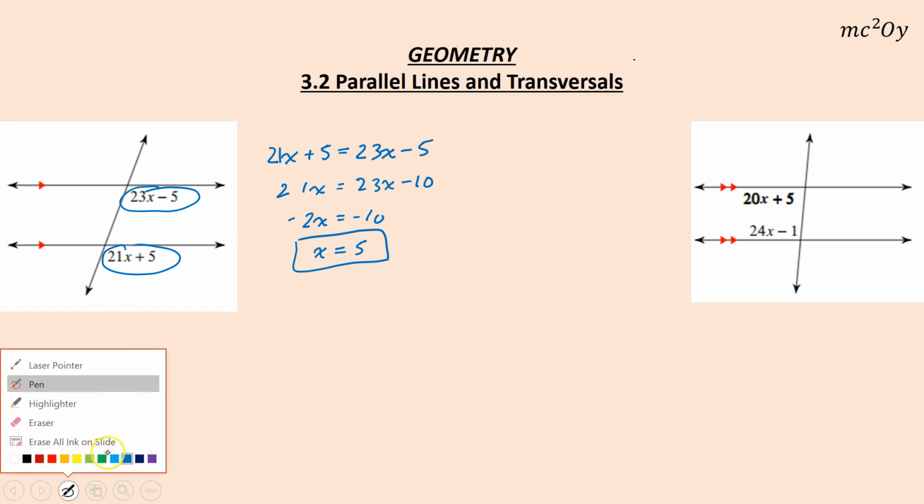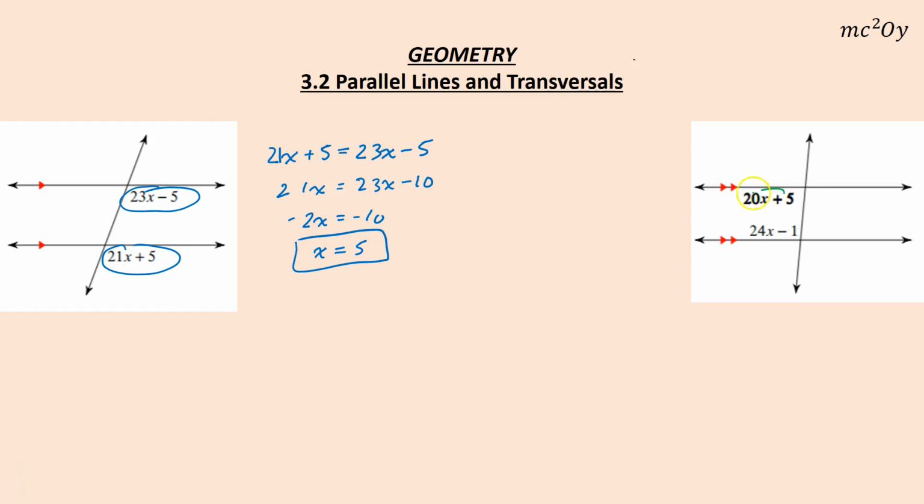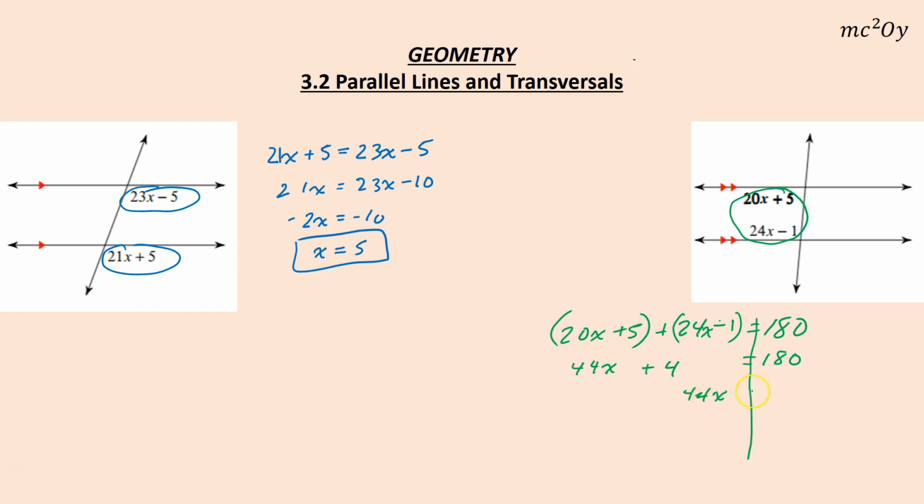Okay, let's switch up colors and go over here. In this case we have same side interior, meaning those two angles, 20x plus 5 plus 24x minus 1, have to add up to 180 degrees. Combining like terms on this side of the equation, I end up with 44x plus 4 equals 180. 44x equals 176, so x equals 4.